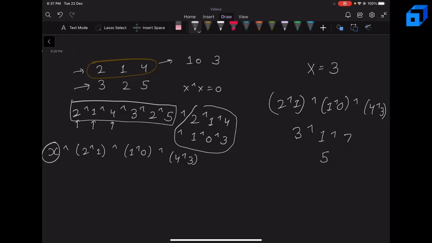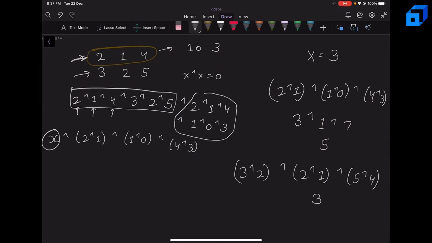Now if we consider this row, this will contribute 3 XOR 2 XOR 2 XOR 1 XOR 5 XOR 4. So 3 XOR 2 is 1. Now 2 XOR 1 is 3. So 1 XOR 3 is 2. Now 5 XOR 4 is 1. 2 XOR 1 is 3. So this will be 3. So when we considered each row, we have actually taken each element exactly once.